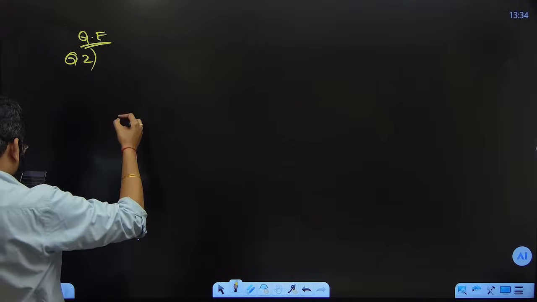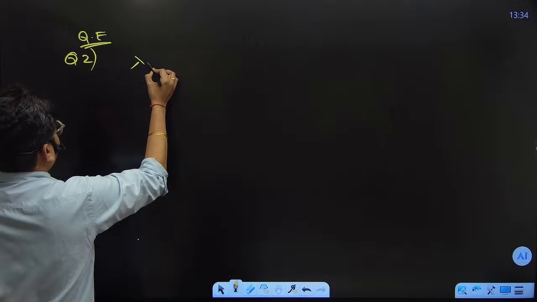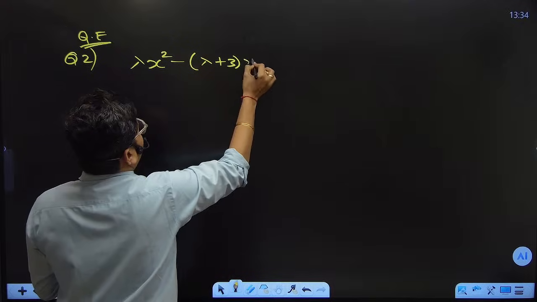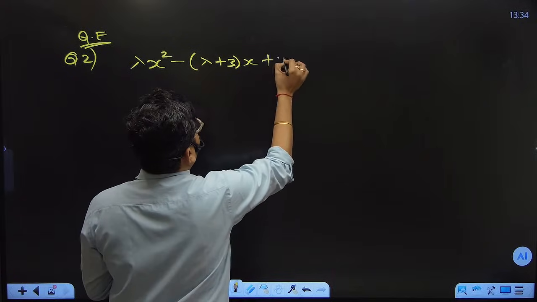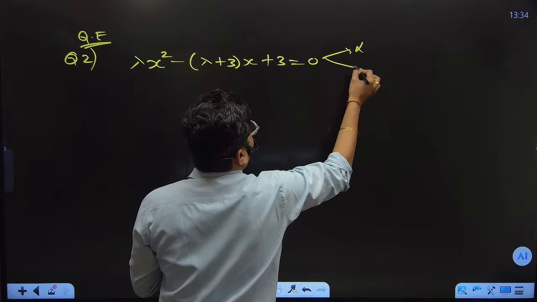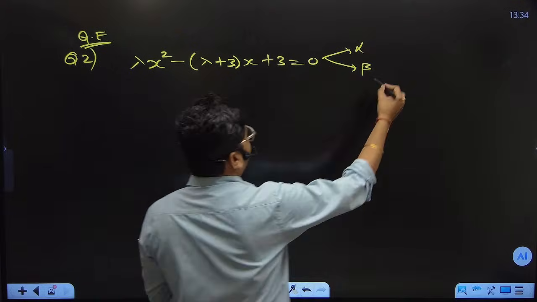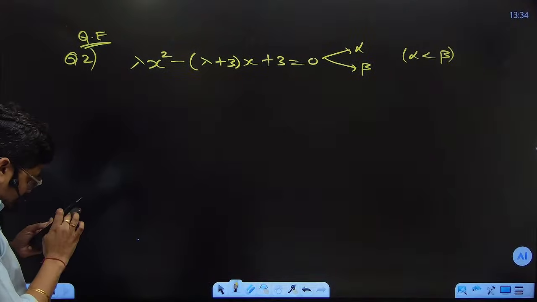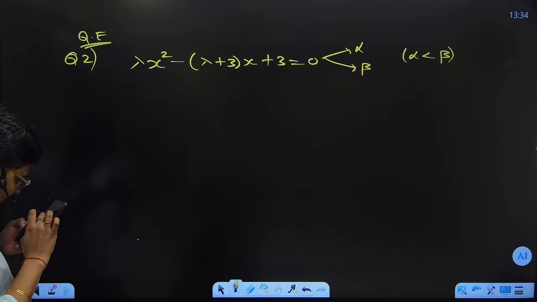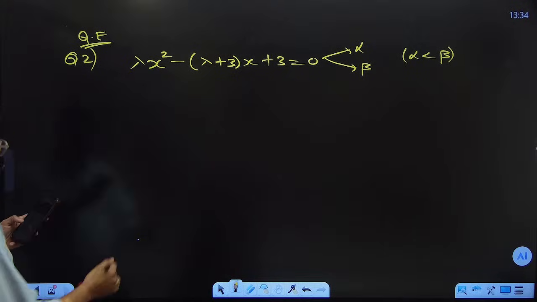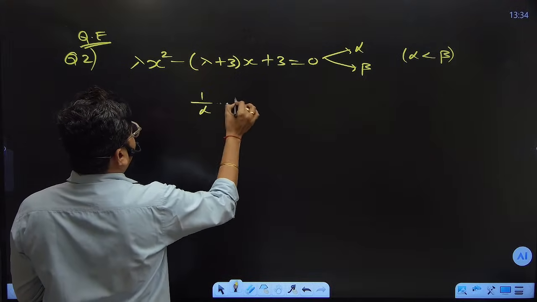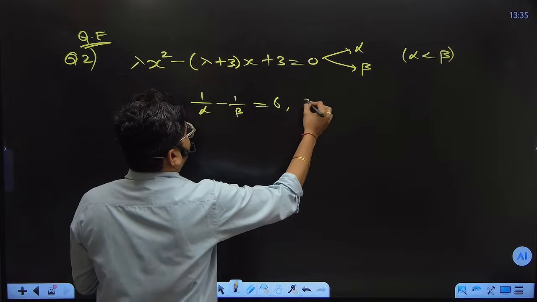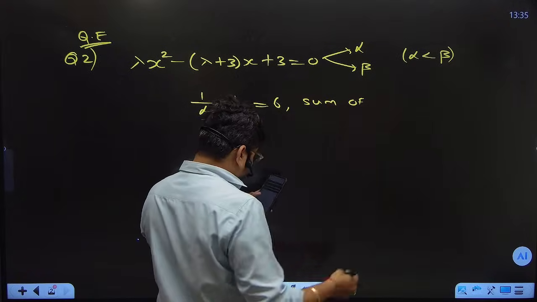It says there is a quadratic equation given to you: alpha x square minus (alpha plus 3) times x plus 3 is equal to 0. The roots of this equation are alpha and beta, where alpha is less than beta. At the same time, they have also given 1 by alpha minus 1 by beta, I think this is something like 6. Then find the sum of all possible values of lambda.